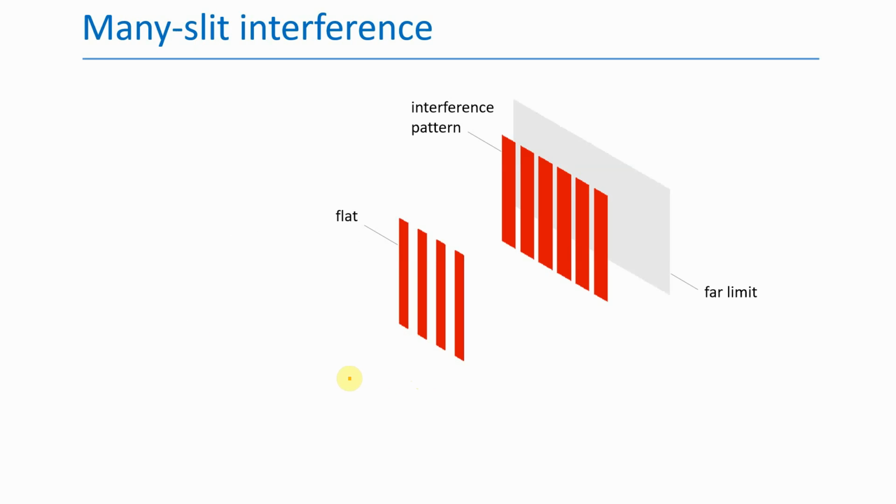Instead, it diffracts and interferes, and it forms a diffraction pattern, which is also called an interference pattern. This pattern is what we want to calculate. Finally, we have the far limit. This is a plane, and it's not necessarily a physical boundary, but it's a mathematical boundary to our model. Our model only goes up to the far limit, although we're allowed to set it as far back as we like.